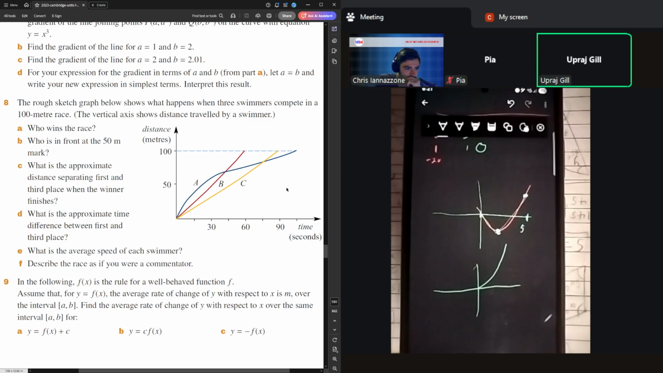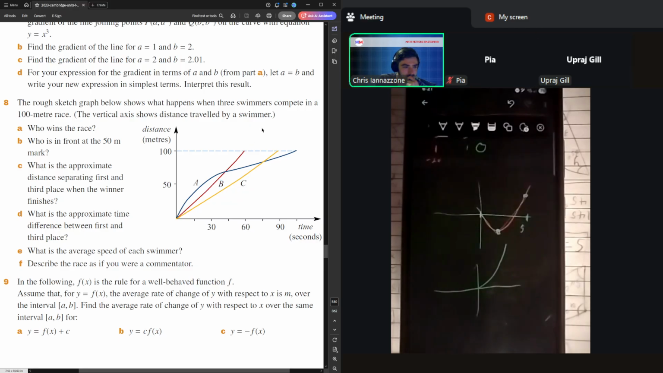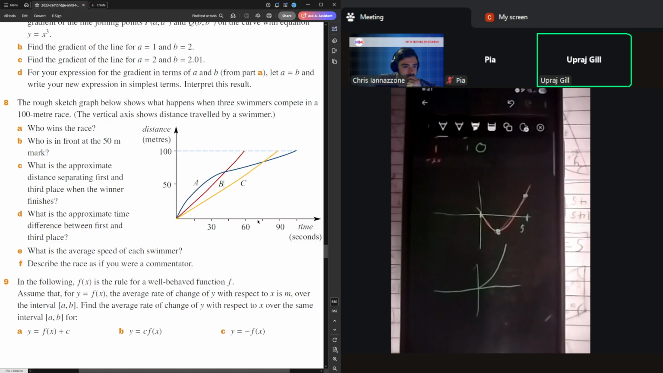Is this swimmer B? It is swimmer B. Yeah. Why is that? They've got to 100 meters in the least amount of time, so they're the fastest. That's it. Yeah, that's good.